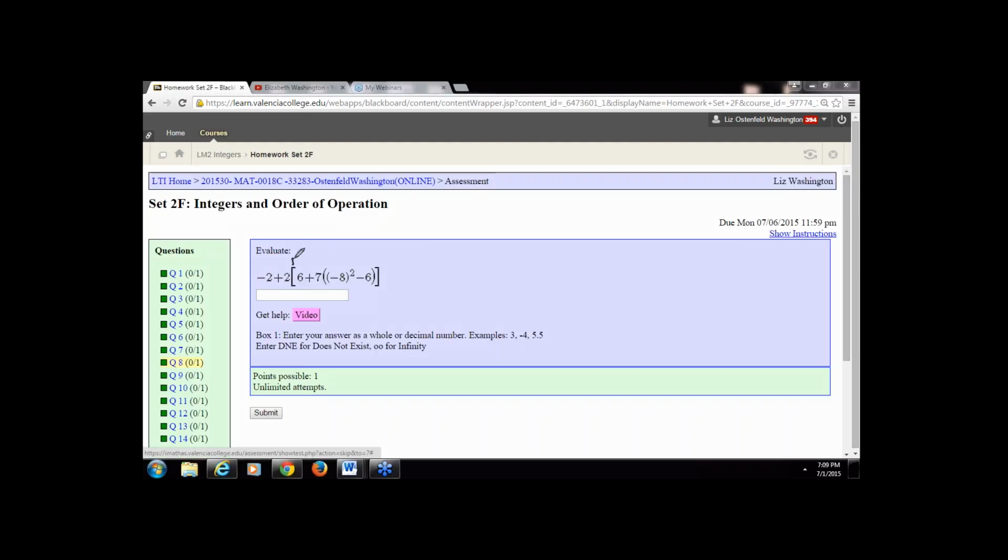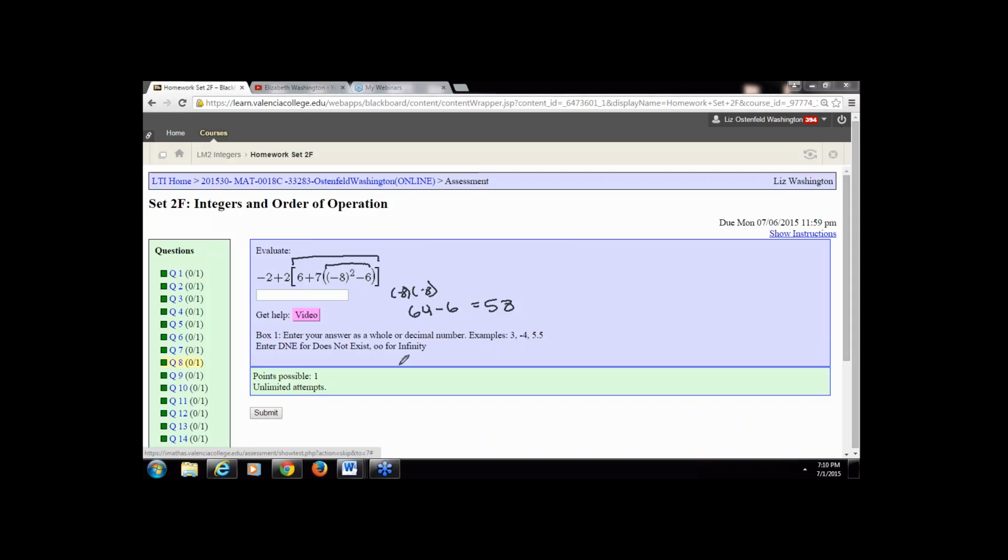Okay, so again, we have brackets, right? But inside the brackets, we also have more parentheses. So we're going to actually go to the innermost set first. So this negative 8 squared, since the negative 8 is in parentheses, it is negative 8 times negative 8, which is going to give me a positive 64. And then it's 64 minus the 6. So that's going to give us a 58, right?